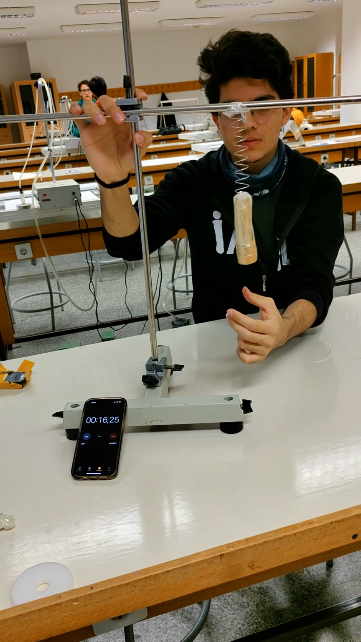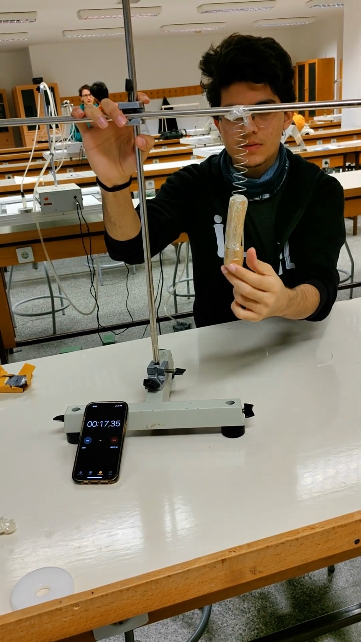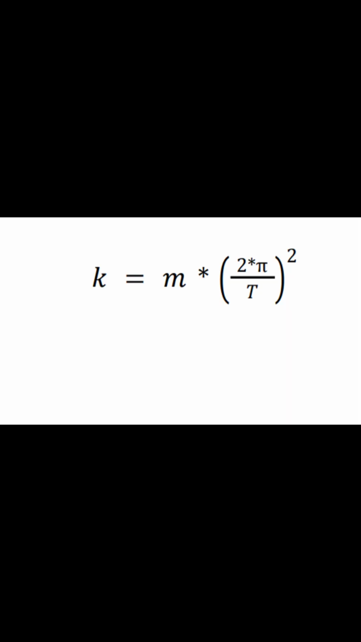The period T relates to the spring constant through the formula k equals m times (2π/T)², where m stands for the mass, T stands for the period, and k stands for the spring constant.